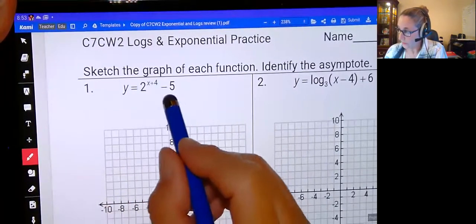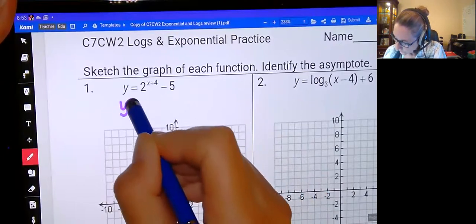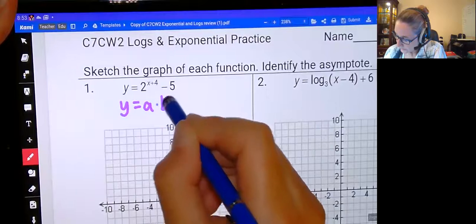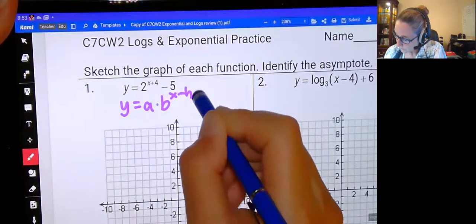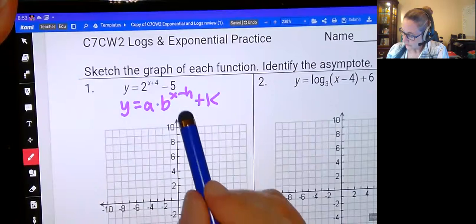Okay, so on this first one, we're graphing and we're going to identify asymptotes. So just a little reminder, this is an exponential. It's y equal a times b to the x minus h plus k. That is your general equation for this.